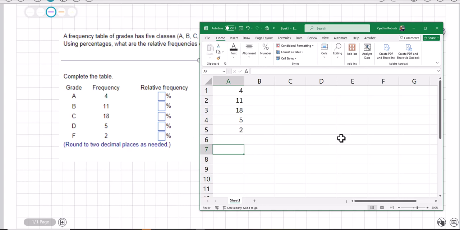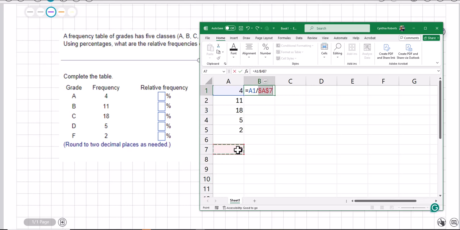I'm too lazy to grab a calculator, so I'm just going to use Excel and do equals sum, open a parentheses, and highlight these values. So all I'm doing is adding these up. You can do the same thing with your calculator. So they sum to 40. So I know each one of these is going to equal this value divided by the whole, the whole being 40.